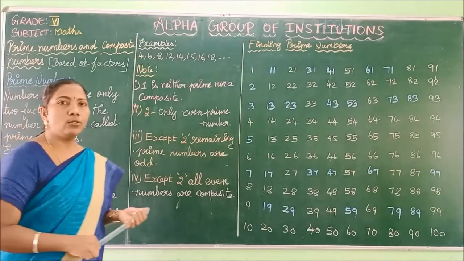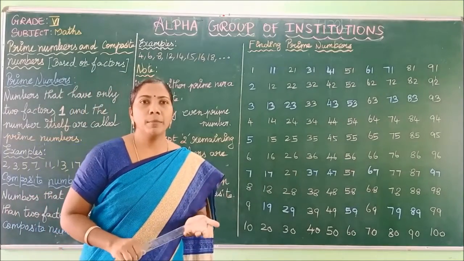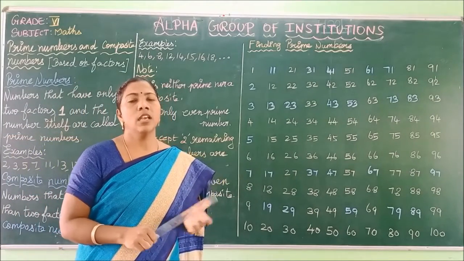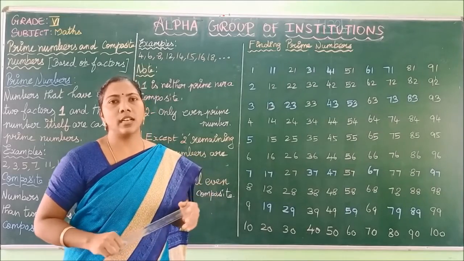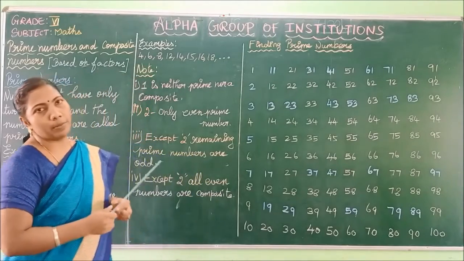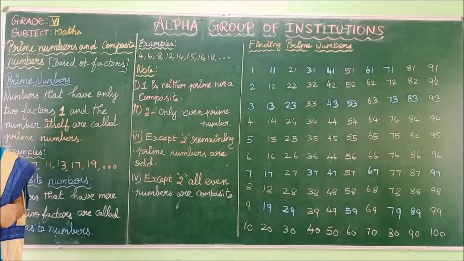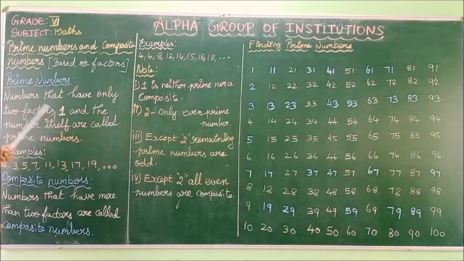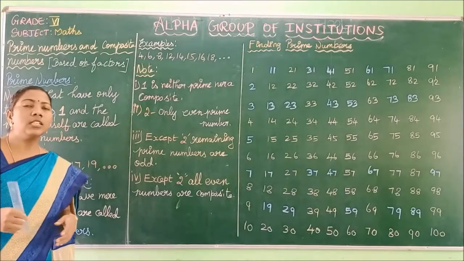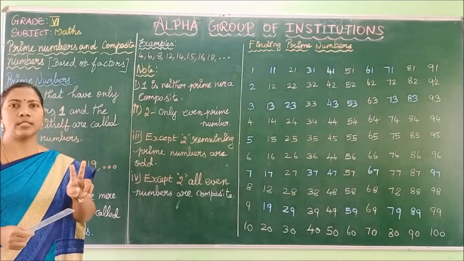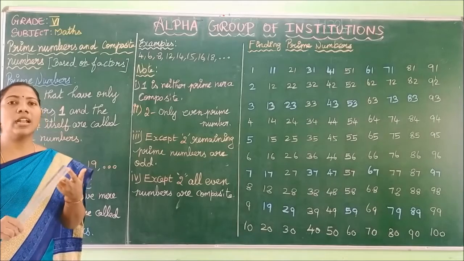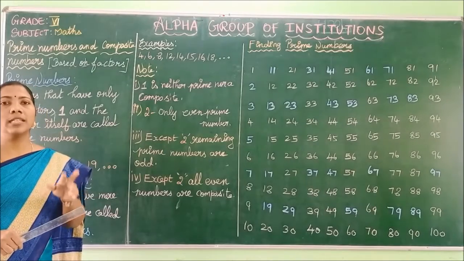Next children, we are going to see a very important concept, prime numbers and composite numbers. Very important concept, so listen to the class carefully. Okay, what are called prime numbers? See here, we define prime numbers and composite numbers based on factors. Numbers that have only 2 factors, that is 1 and the number itself, are called prime numbers. What they are saying is, if a number has only two factors, 1 and itself, then we call that number a prime number.